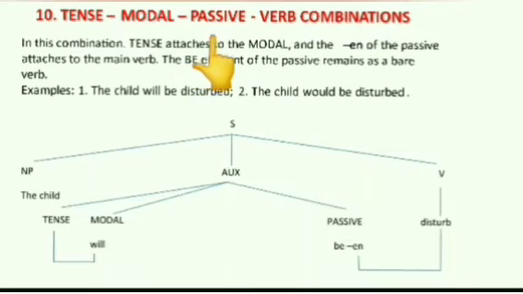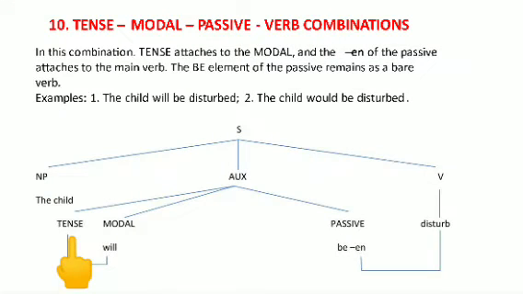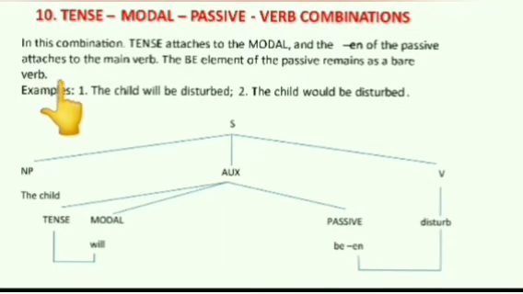Tense modal passive verb combinations. In this combination, tense attaches to the modal, and the en of the passive attaches to the main verb. The be element of the passive remains as a bare verb. Examples: the child will be disturbed. The child would be disturbed.